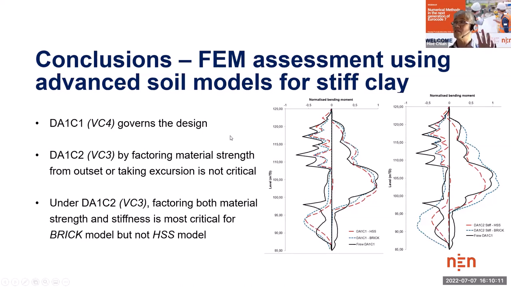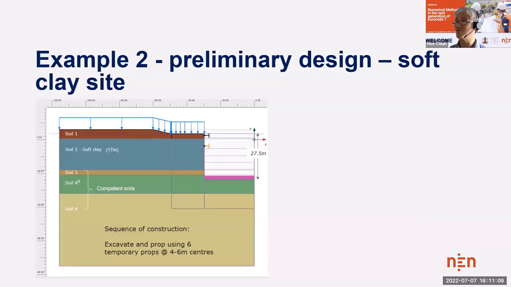In conclusion, for the stiff clay site, verification case four, or the effect factoring approach, is governing the design. And factoring material from outset or taking the design excursion is not critical in this particular design case. And in verification case three, when you factor both the material strength and stiffness, it becomes more critical for one advanced soil model but not the other one. So those are the sorts of considerations you need to take when you start applying factor on ultimate limit states or design.